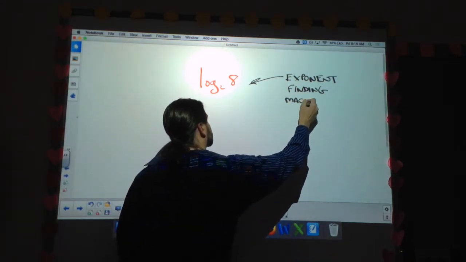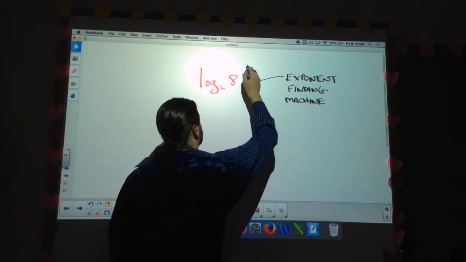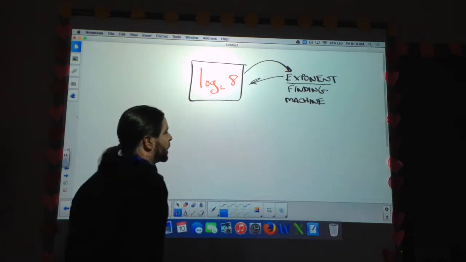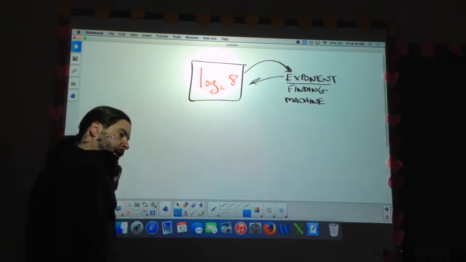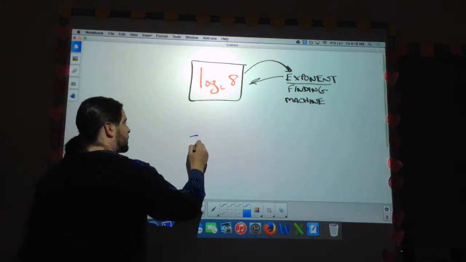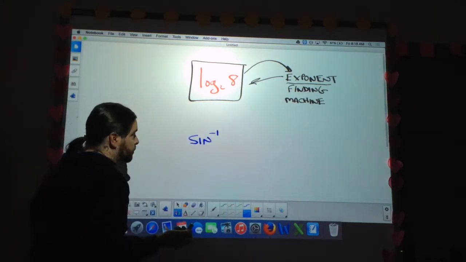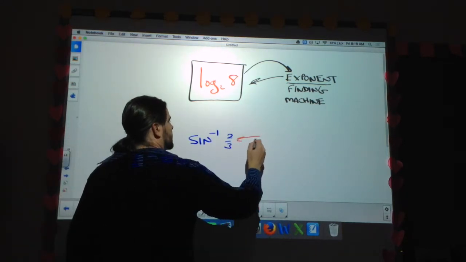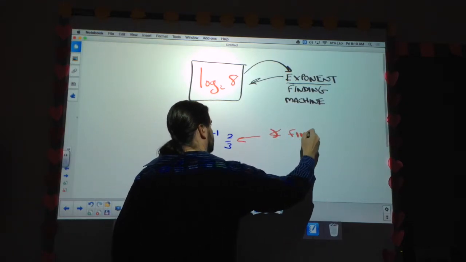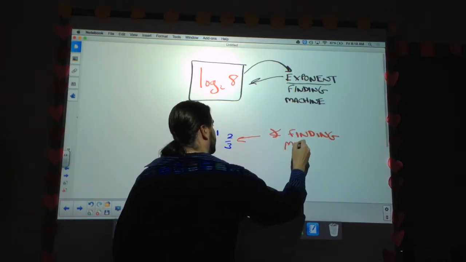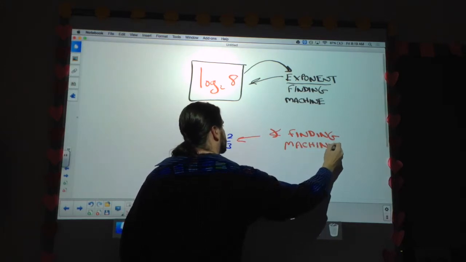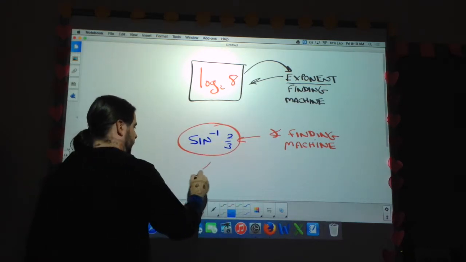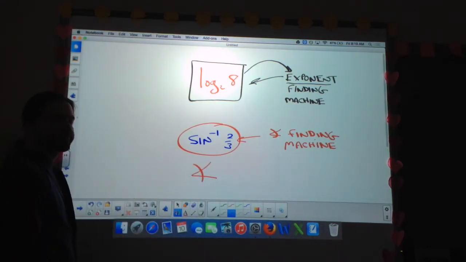But what that means is that this represents an exponent. And inverse sine is like the same thing. It's cosine, tangent, same. So if I have the inverse sine of, let's say, 2/3, what I have to understand about this is that this is an angle finding machine. And if it's an angle finding machine, then anytime I see it, I need to recognize that this represents an angle.